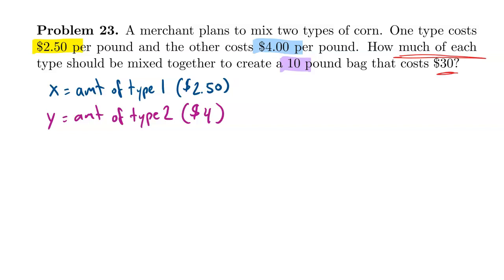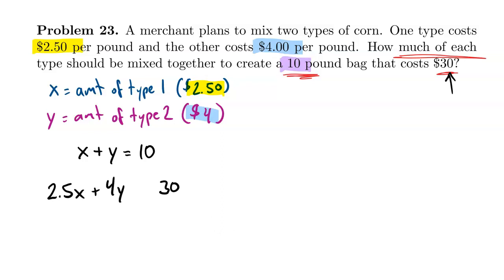On the one hand, I know the total mixture should be 10 pounds. That gives me the equation x plus y equals 10. I need the two amounts to add up to equal 10. And I want the price, of course, to be 30. To calculate the price, I can take these two amounts, $2.50 and 4, and include those in my equation like this. 2.5 times x plus 4 times y have to add to equal 30.